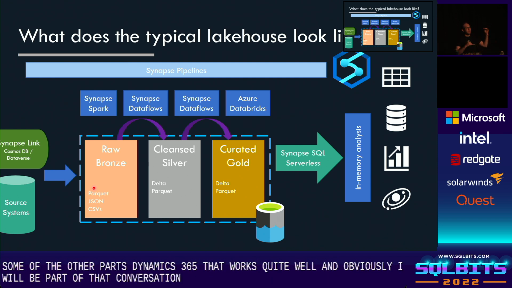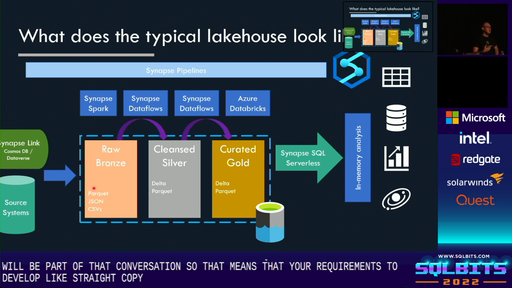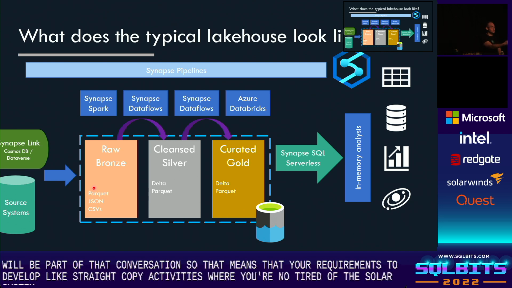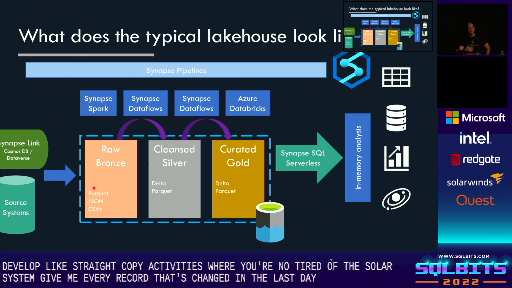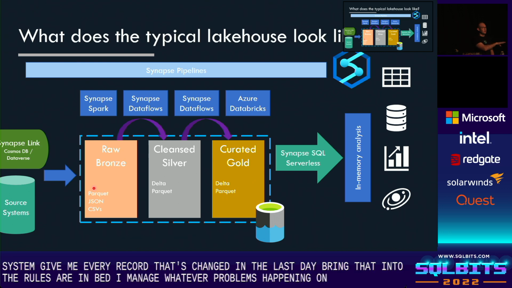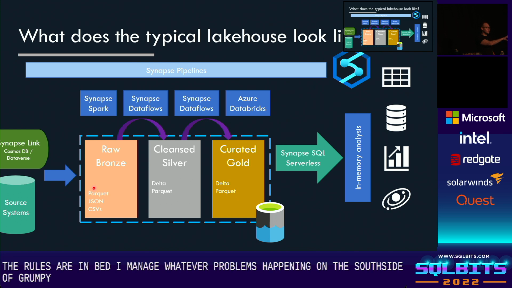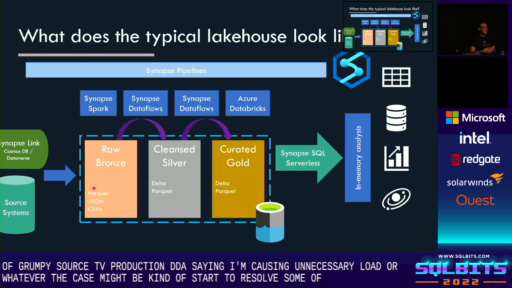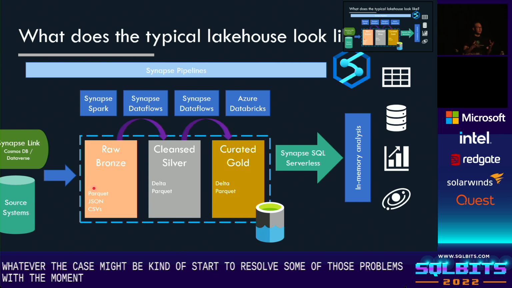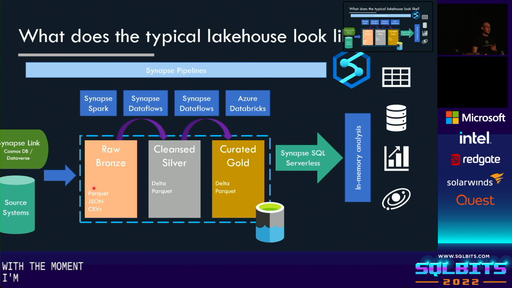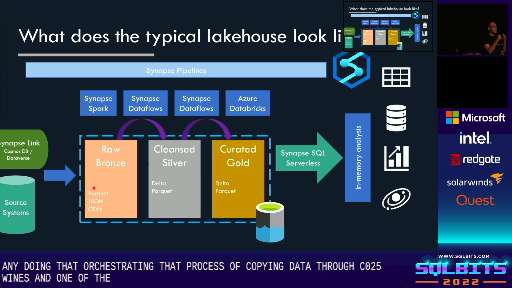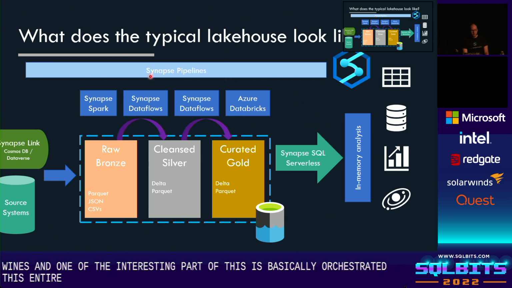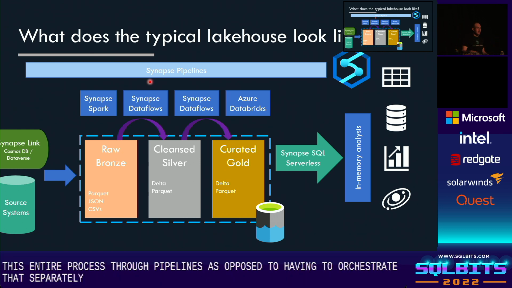So that means your requirement to develop straight copy activities, where you go to the source system, say give me every record that's changed in the last day, bring that into the raw zone, and then I've got to manage whatever problems are happening on the source side, like a grumpy production DBA saying that I'm causing unnecessary load, you start to resolve some of those problems with Synapse Link. But at the moment, the scope of Synapse Link is relatively limited. And you'd be doing that through Synapse pipelines, orchestrating the process of copying data. One of the interesting parts of this is you can basically orchestrate this entire process through Synapse pipelines, as opposed to having to orchestrate that separately or manage any of this in a different way.